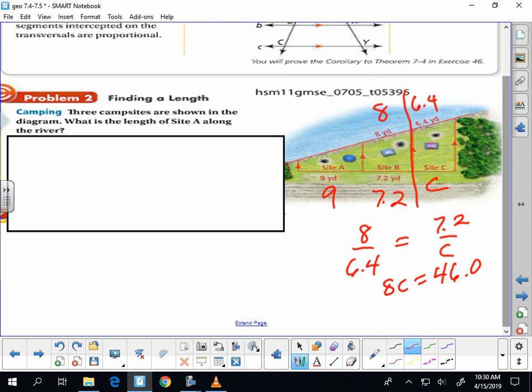0.08. And then divide by 8 and you get C equals 5.76. So if you want to find the side that's the biggest, you could figure it out, right? Questions on side splitter theorem?